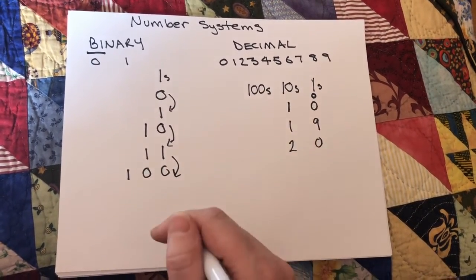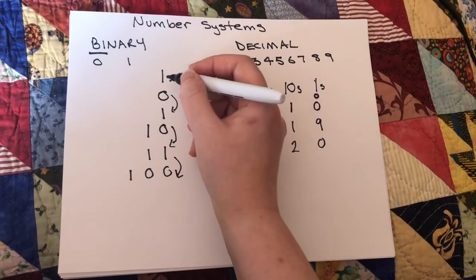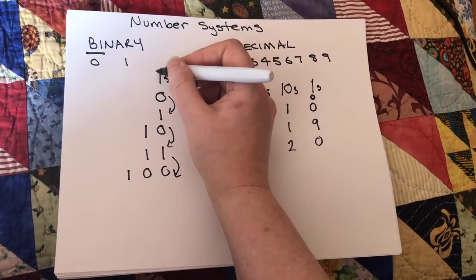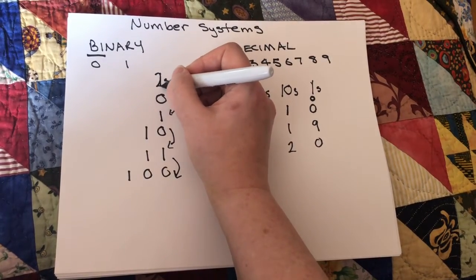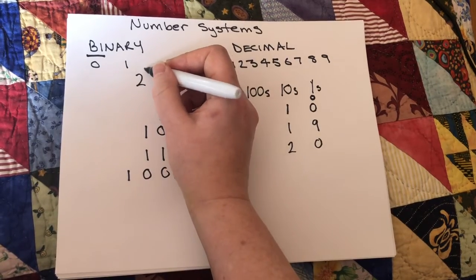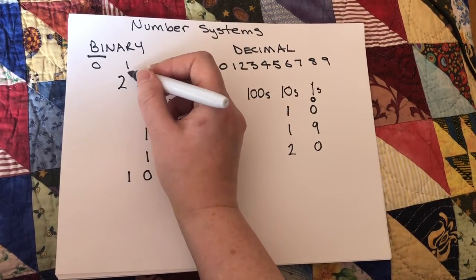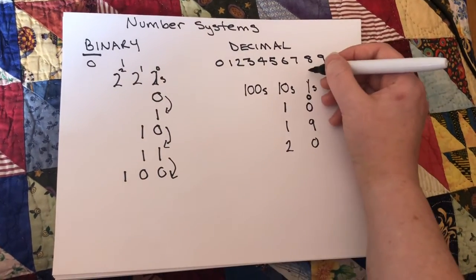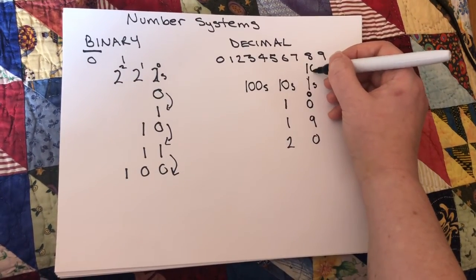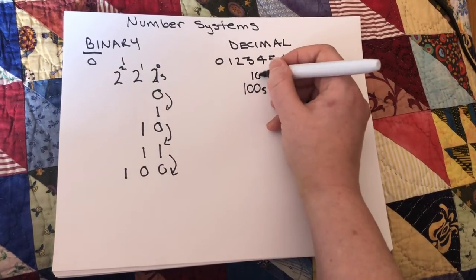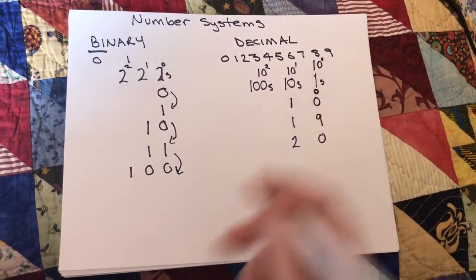Okay, so therefore, if I think about it, the columns here are to the power of 0, this is to the power 1, this is to the power 2. And similarly here, this is 10 to the 0, 10 to the 1, 10 to the 2.